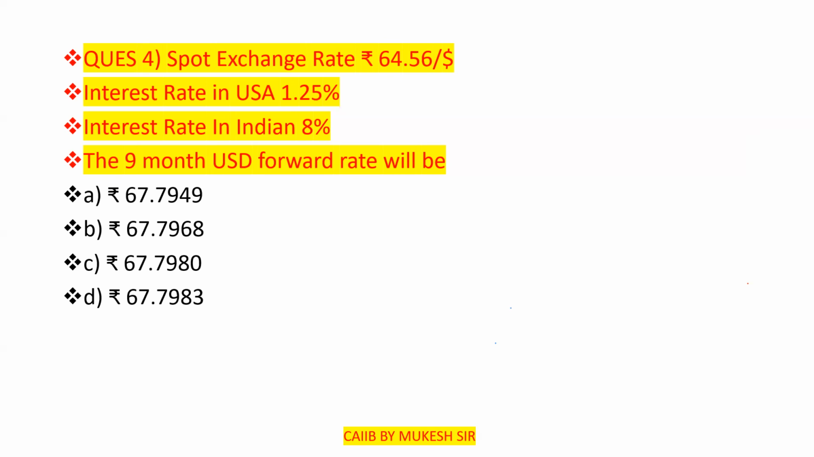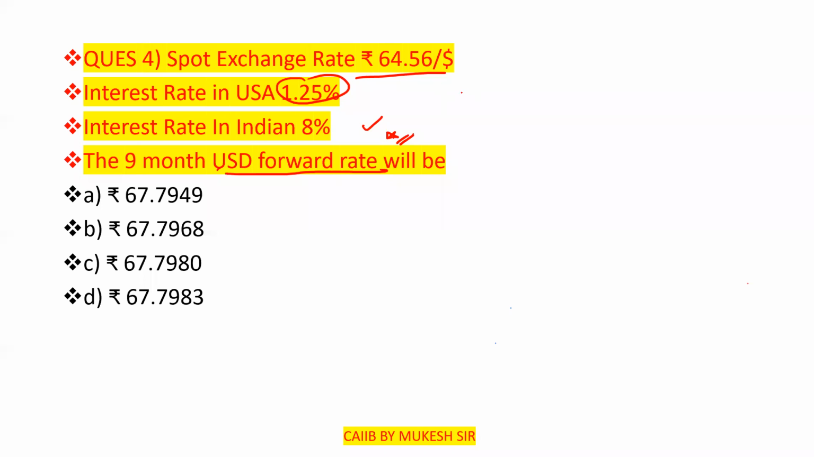So here what they have given is the spot exchange rate, that is 64.56. Clear? The spot exchange rate they have given, the interest rate in the USA, and the interest rate in India. So we need the 9-month USD forward rate. What will be the 9-month USD forward rate?